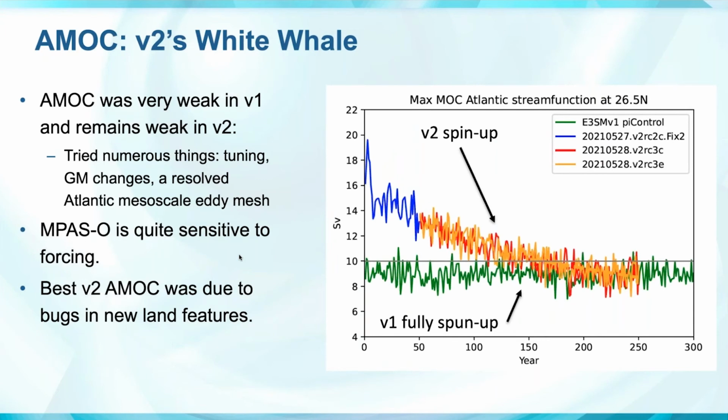Something that we haven't really succeeded in making much progress on was the AMOC, which was weak in V1 and continues to be weak in V2. We spent a lot of time and tried numerous things, including tuning, GM changes, changing the grid to resolve the entire Atlantic with a mesoscale eddy mesh, and nothing really proved to be robust. We found that MPAS is quite sensitive to the forcing in the atmosphere, so it's not just an ocean-only problem, it is probably a coupled problem.